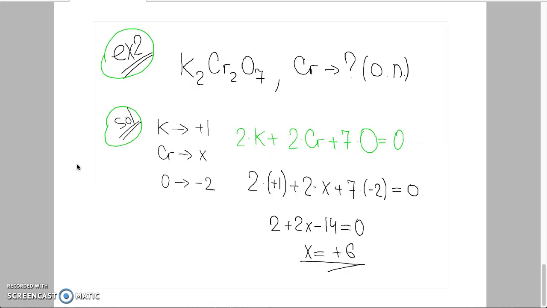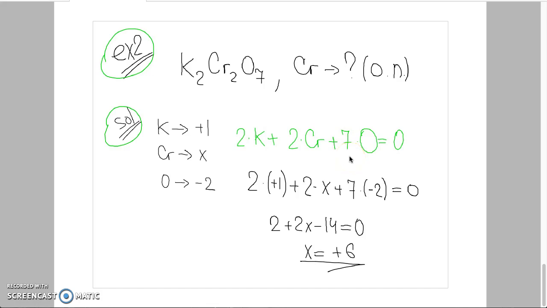Let's take the second example. In our second example, we have potassium dichromate. And the question is the same. Find out the oxidation number of chromium. We know that potassium's charge is always +1, and the charge of oxygen is always -2. But we don't know the oxidation number of chromium. Let's take X. We have 2 potassiums, that's why we'll multiply potassium's charge by 2. We have 2 chromiums, that's why we'll multiply chromium's charge by 2.